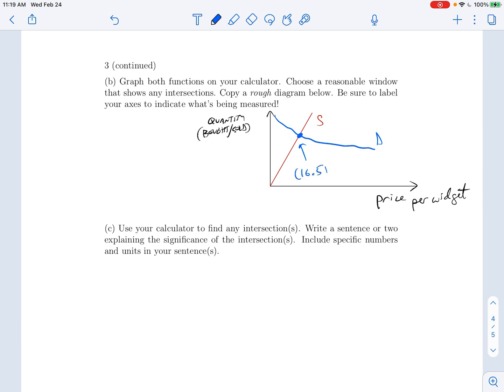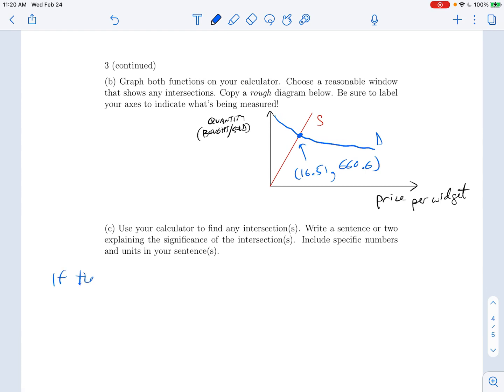So 16.51 and 660.6. So let's think, what does that mean? When these intersect, it means the price is the same and these quantities are the same. Basically the supply quantity and the demand quantity are the same. The number of widgets people want to sell is the same as the number of widgets that people want to buy.